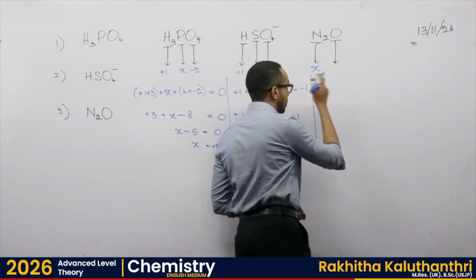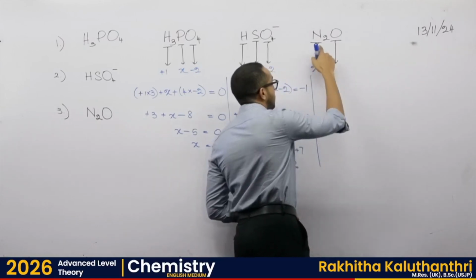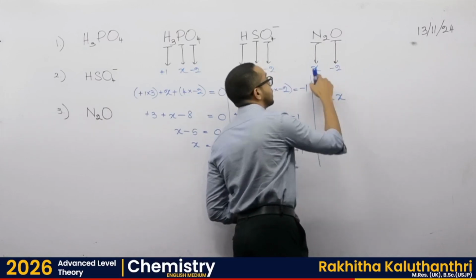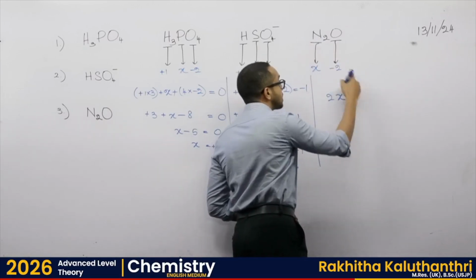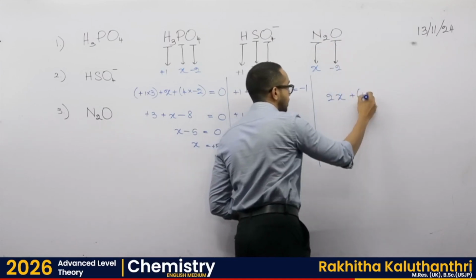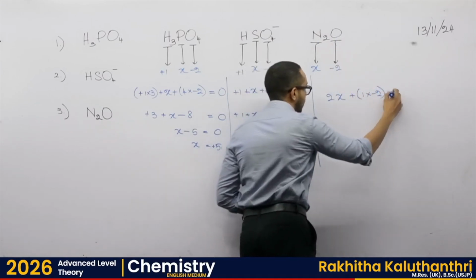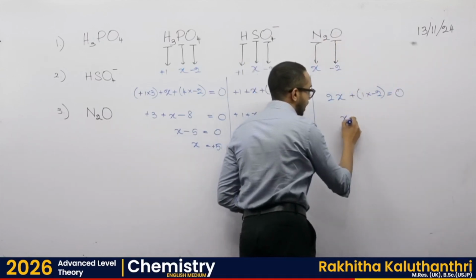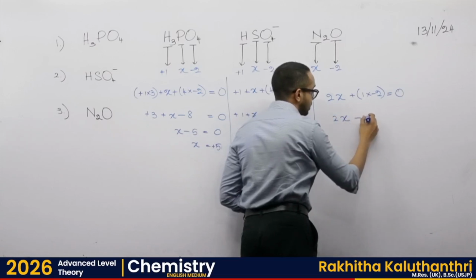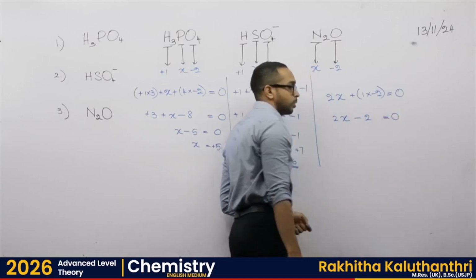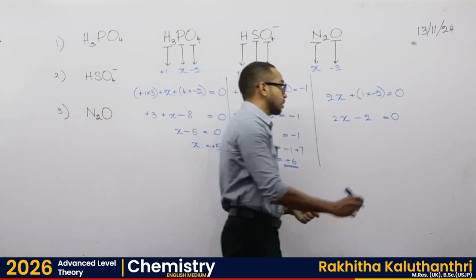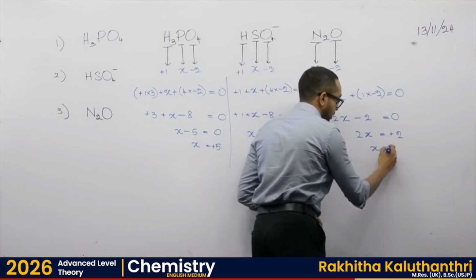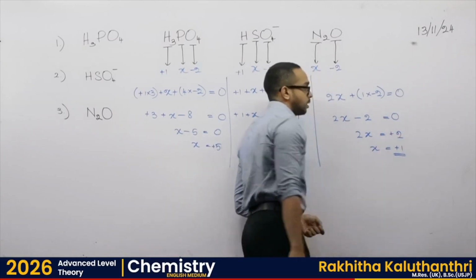And finally we have this. Now you have to be careful with this. Nitrogen, we don't know the oxidation state. Oxygen is -2. We have 2 nitrogens, so therefore 2x, plus 1 oxygen. So we can just say 1 multiplied by -2 is equal to the charge. There's 0 charge here. So 2x - 2 equals 0. That means 2x equals +2, x equals +1. Did all of you get to +1?